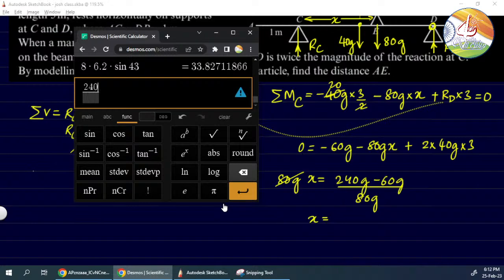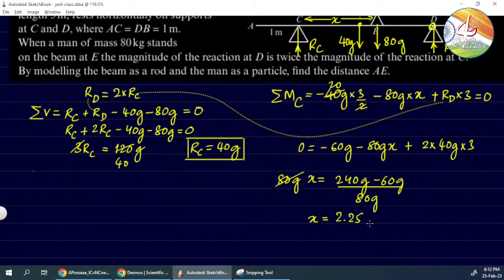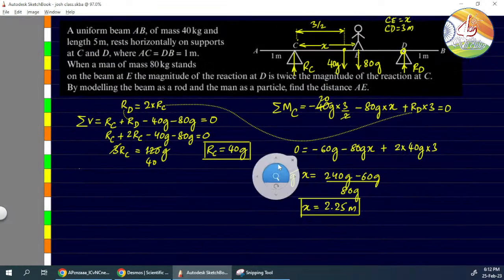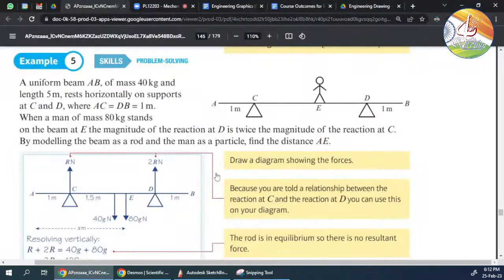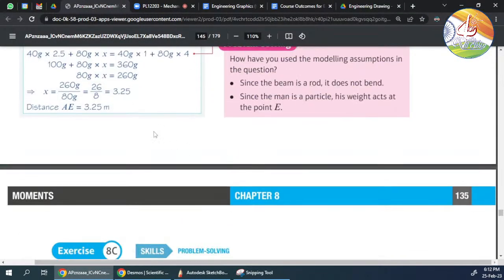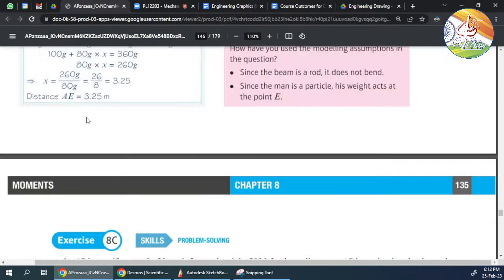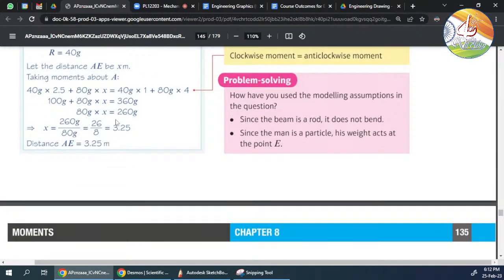So 240 minus 60, g will get cancelled anyway, so I will not take it, divided by 80. g can be taken common and we can cancel it. So x value is 2.25 meters. Okay, yes, so x value 3.25.